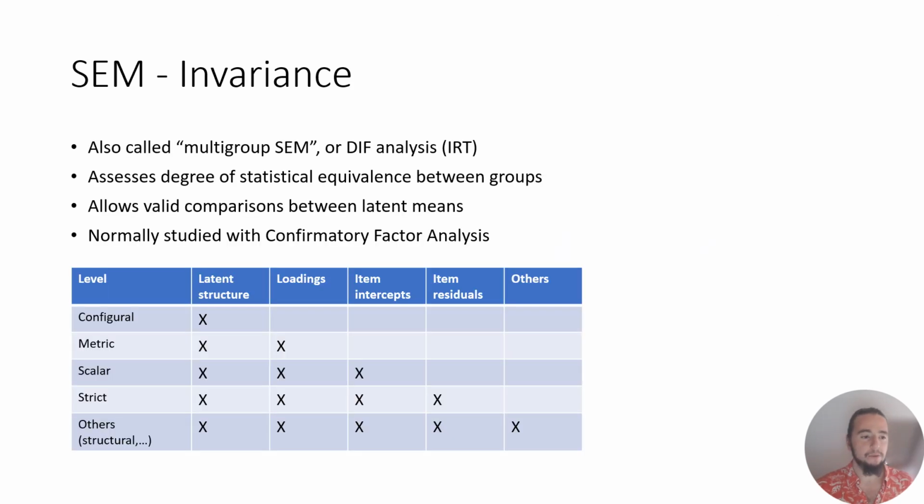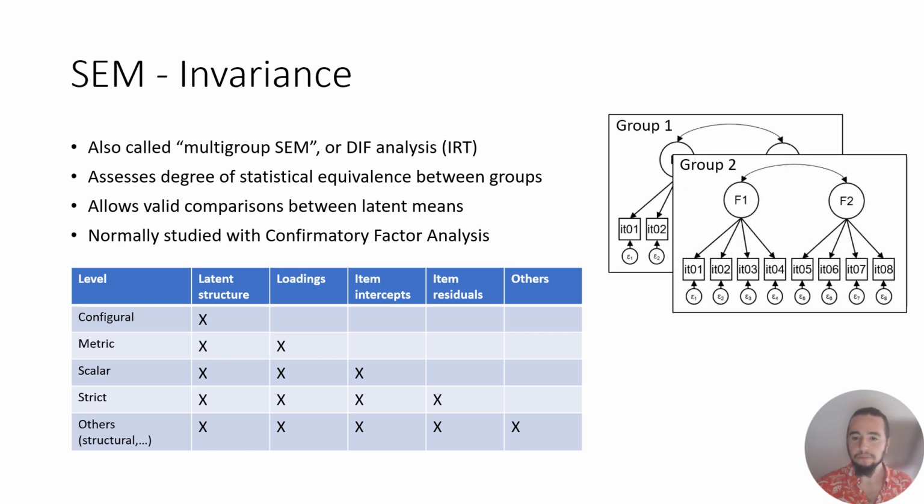Okay, now measurement invariance is also called multi-group SEM and also DIF analysis, and assesses the degree of equivalence between groups. So basically it will create one latent model per group of a known variable and then try to estimate them. Then afterwards we will start to constrain families of parameters, and there's a certain framework on that.